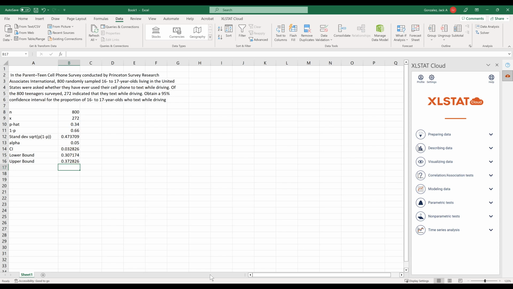So let's call this something else, value. So the actual interval is going to be, let's just round it, 0.307, comma 0.372. So basically what we're saying is p hat is somewhere between 0.307 and 0.371. So that's how you calculate it.